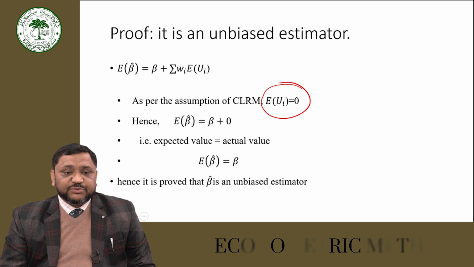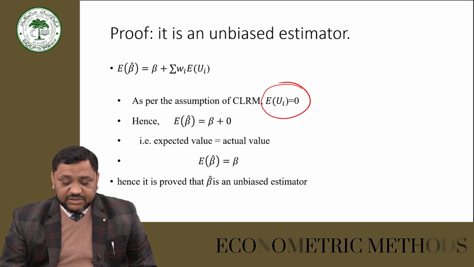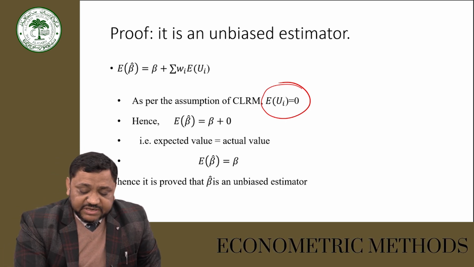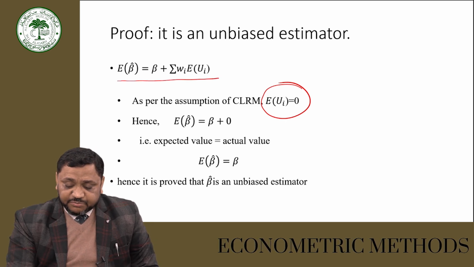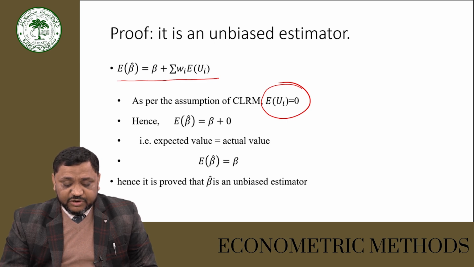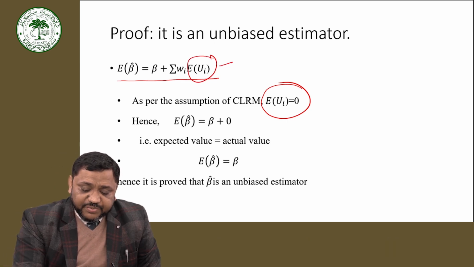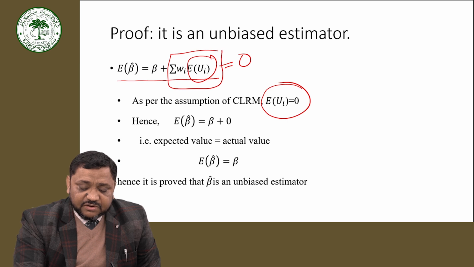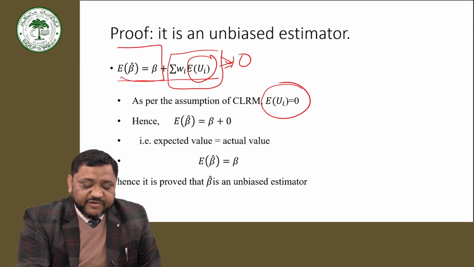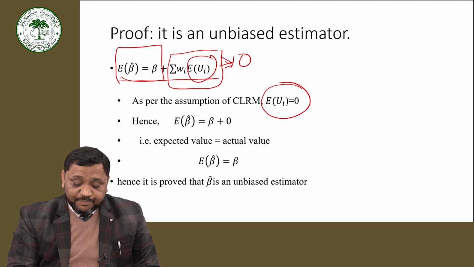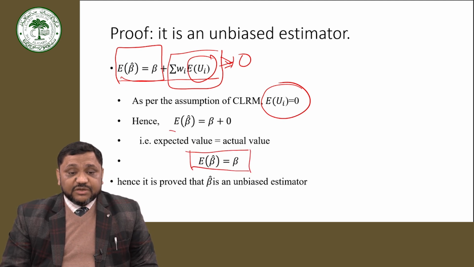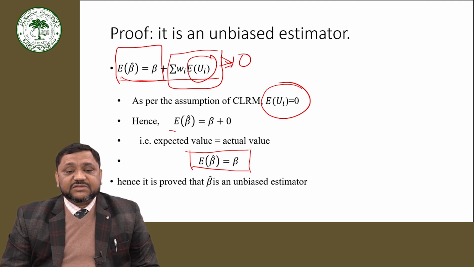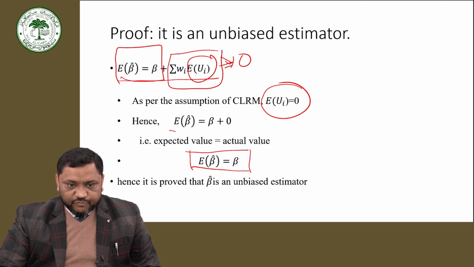if you remember our assumptions of the classical linear regression model, the assumption says that expected value of ui is equal to 0. So when this term becomes 0, this entire term becomes 0. So expected value of beta hat is equal to beta. So when we are saying that expected value of beta hat is equal to beta, this proves that beta hat is an unbiased estimator. We stop over here.